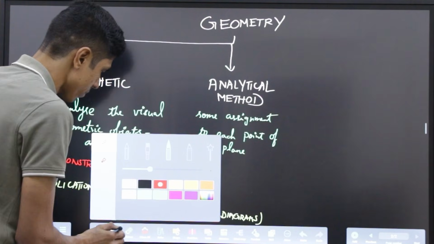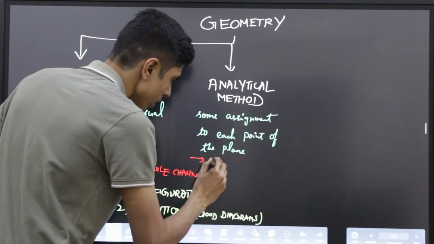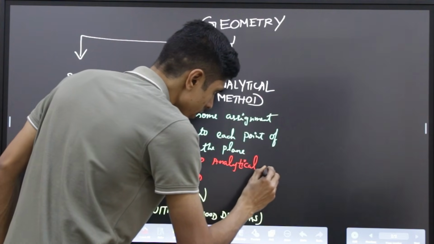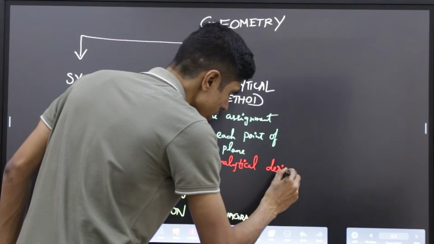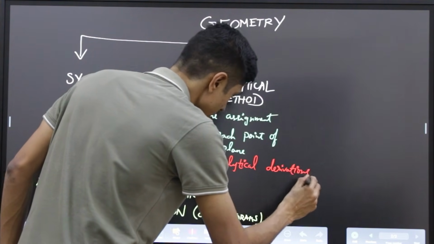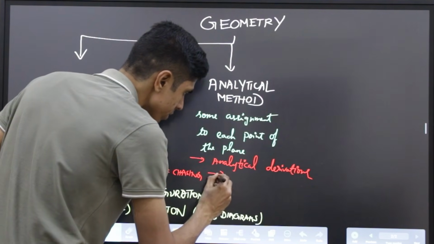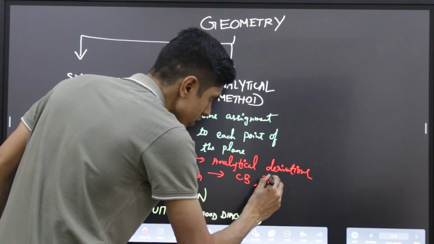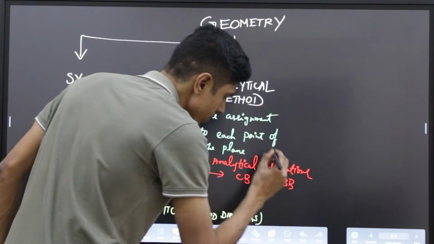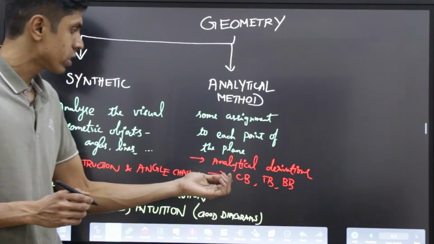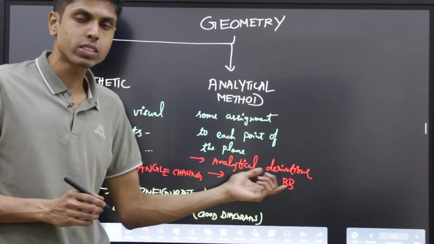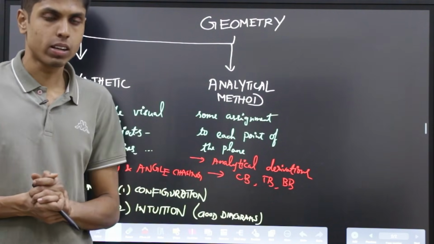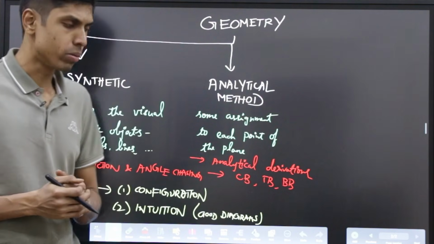Majorly it involves analytical derivations. Also it involves 3 parts: complex bash, trig bash, barycentric bash. So if you strengthen yourself with these 3 types of bashing, it will be helpful for you to carry over the analytical methods. Now, when is it applicable?